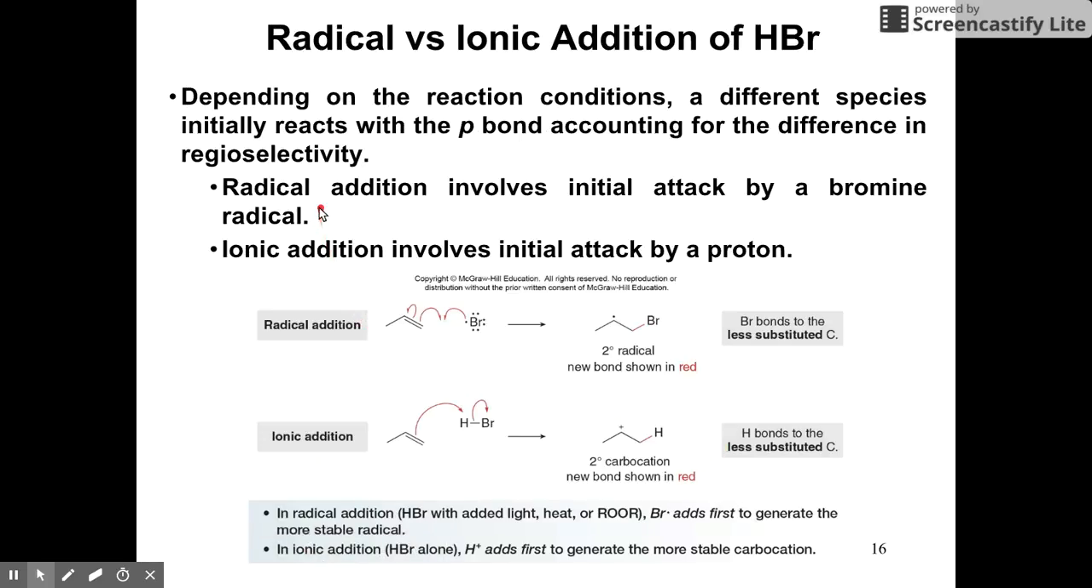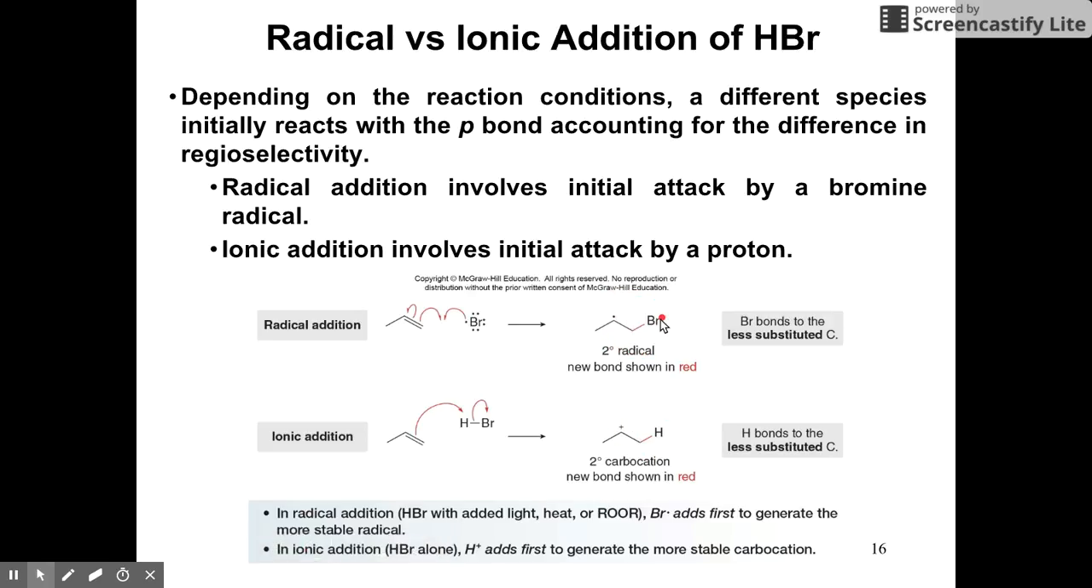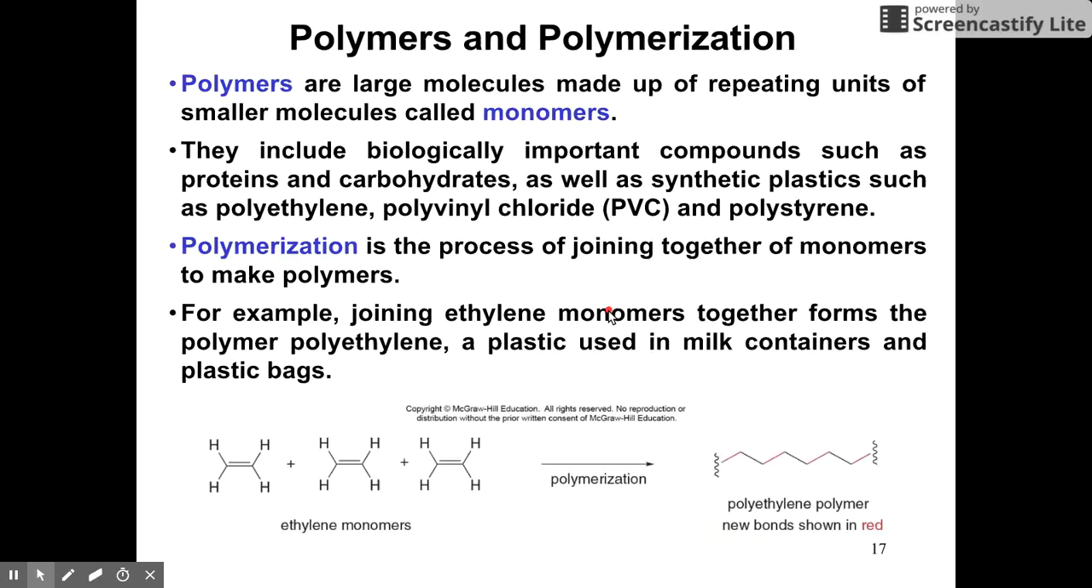But if we're doing the ionic addition, which is down here, the more stable carbocation forms, and the hydrogen adds first in this case. In the radical addition, the bromine adds first. And so there are some similarities, but again, the regioselectivity is going to be different.